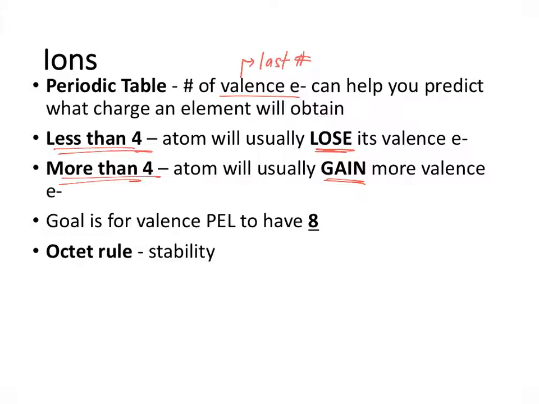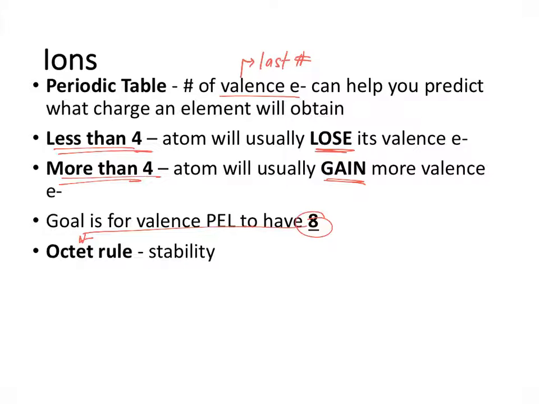The goal usually is for the valence shell to have 8 valence electrons. That concept, called the octet rule, is really just to help stabilize the element. If you look at your periodic table and find the elements that do already have 8 valence electrons, you should see that they are typically in the same group.